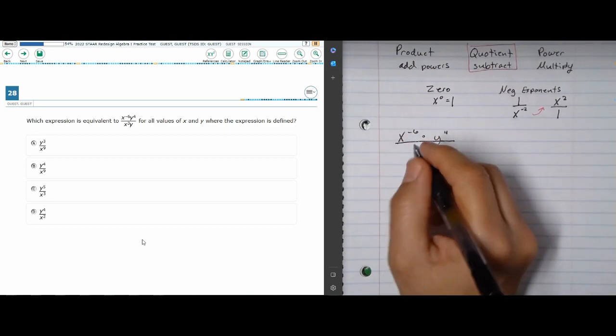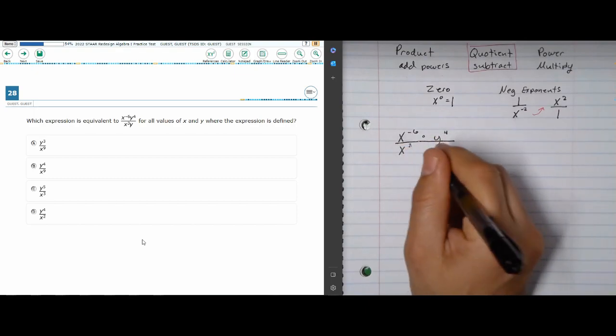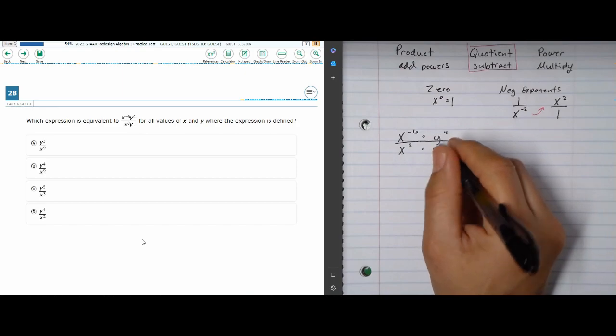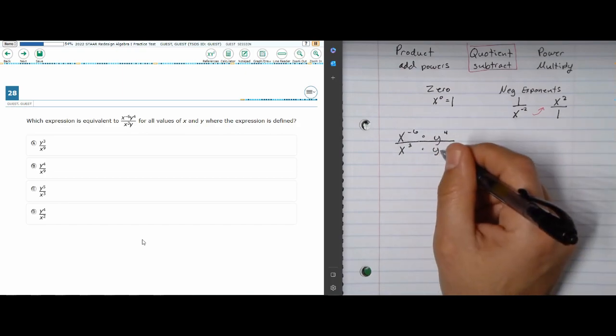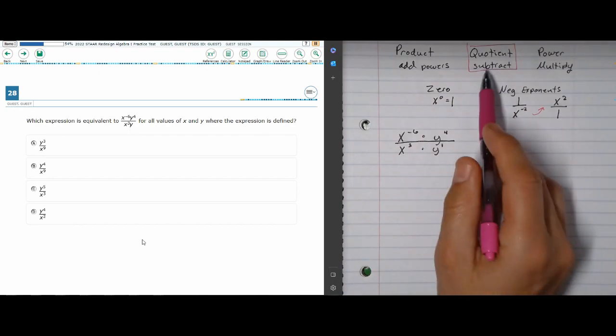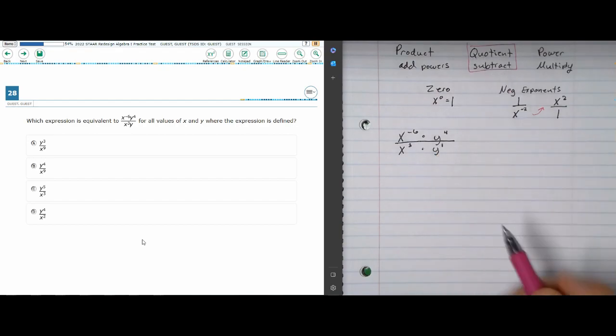And then in the denominator, we have x to the power of 3 times y to the power of 1, I should say. Now, in this case, notice there's no number there. But remember, when there is not a number there, the number is just 1. So it's really to the power of 1. I'm going to write that on there because we're going to use this quotient rule. Our quotient rule says that anytime we have division, we're going to subtract the powers.